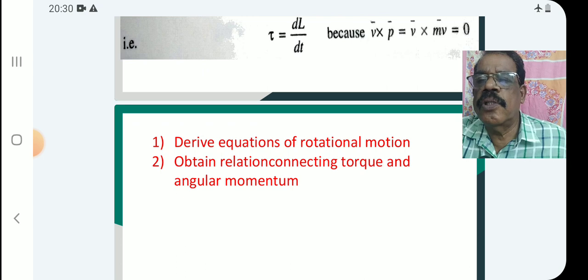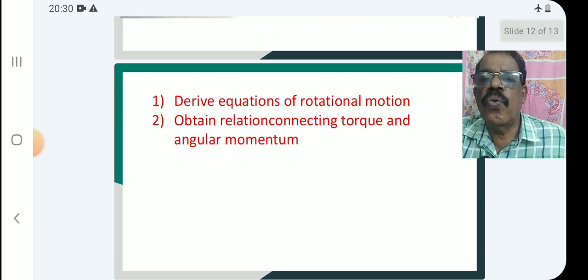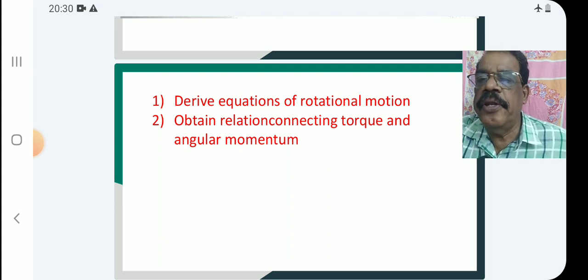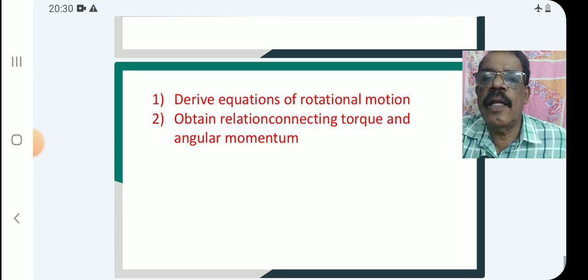And the two questions here are: derive the equations of rotational motion, three equations, and obtain the relation connecting torque and angular momentum.